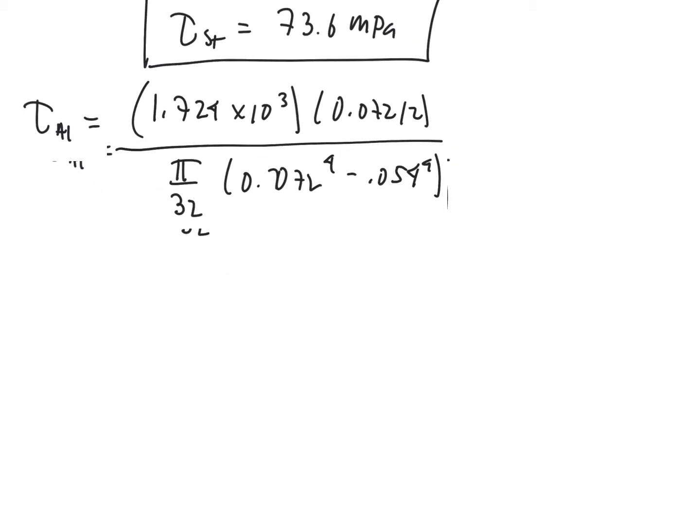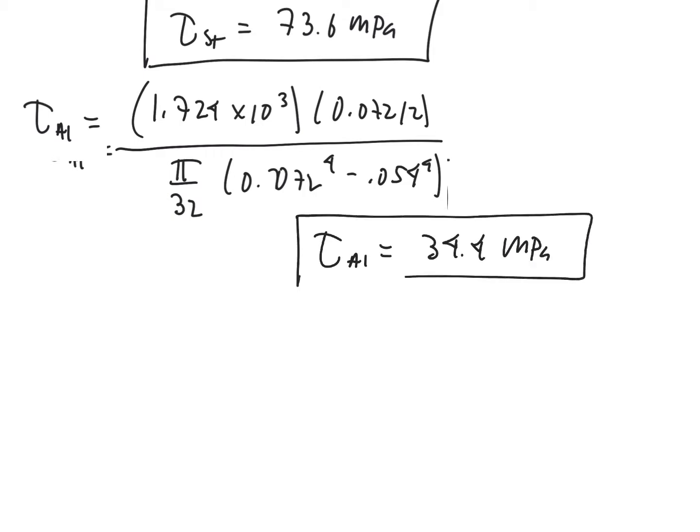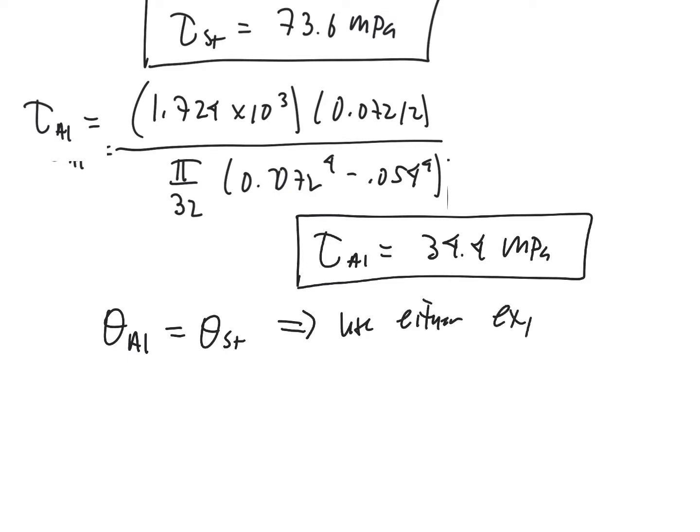And when we get that, then we find that the tau max in the aluminum, and again, the max is kind of implied when we write these things, and that's going to be 34.4 MPa, like so. Then what about theta? Theta, we can use either one. Theta of the aluminum is theta in the steel. So we can use either expression.